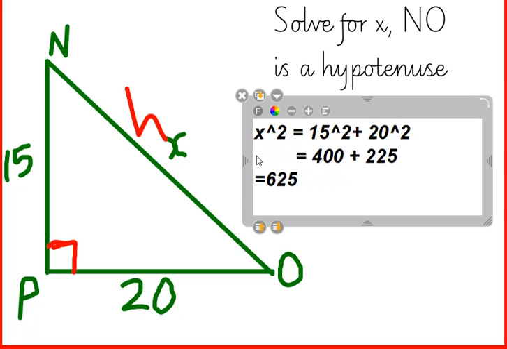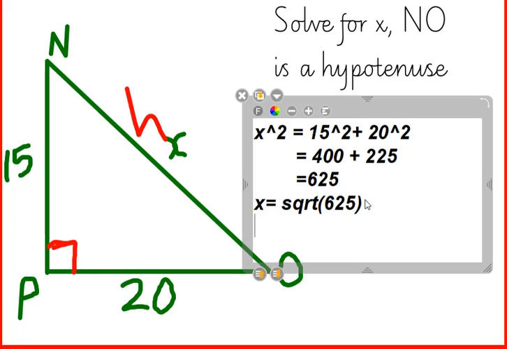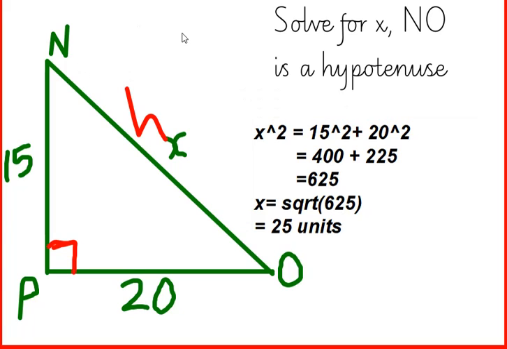So let's just do that so that we can see what we're doing. That's x squared, but we want x, so x is going to be the square root of 625, which is equal to 25. Sorry. So our x in this case is equal to 25. So our hypotenuse is 25 units. And that's how you use Pythagoras.